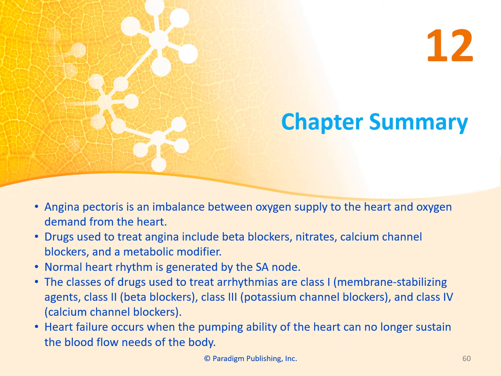Okay, we have a chapter summary here. Angina pectoris is an imbalance between oxygen supply to the heart and oxygen demand from the heart. Drugs used to treat angina include beta blockers, nitrates, calcium channel blockers, and metabolic modifiers. Normal heart rhythm is generated by the SA node. The classes of drugs used to treat arrhythmias are Class 1, membrane stabilizing agents, Class 2, beta blockers, Class 3, potassium channel blockers, Class 4, calcium channel blockers.